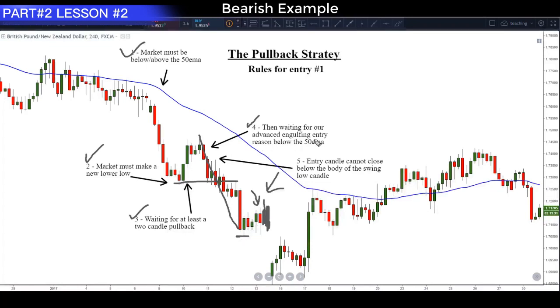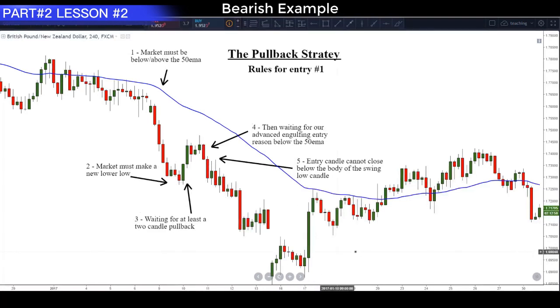Rule number 4, we get that advanced engulfing entry with a swing high engulfing pattern. And rule number 5, the close of this swing high engulfing pattern is above our previous swing low, the body of this previous swing low. So we can check that rule off as well, and this would be a valid entry number 1 for the pullback strategy as well. And as long as this market continues in trend continuation pushing down, we would continue to look for that entry reason.